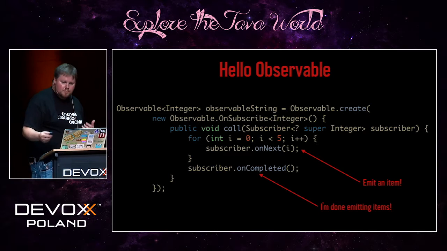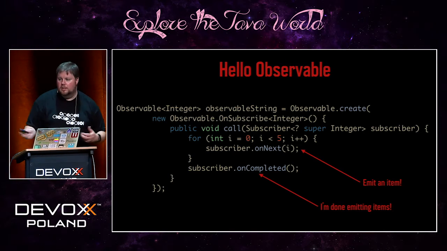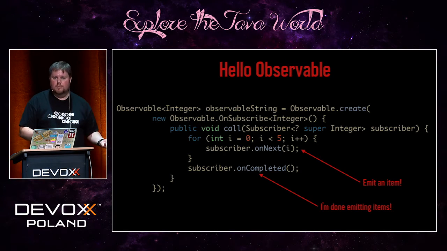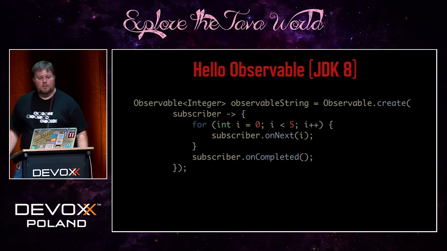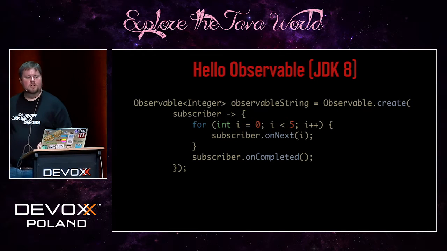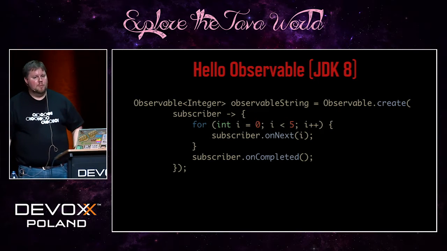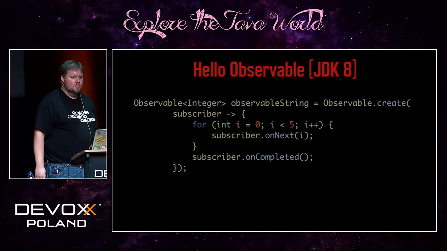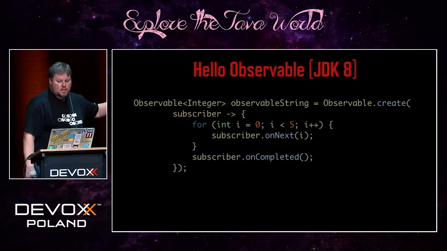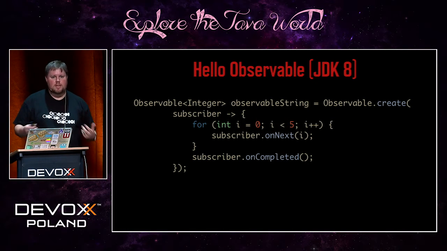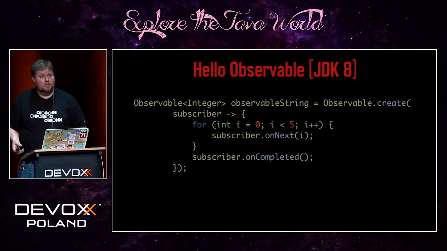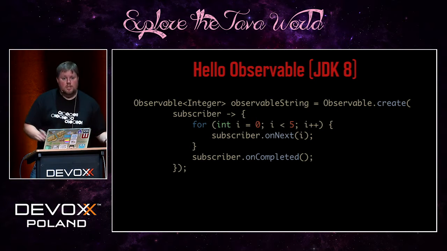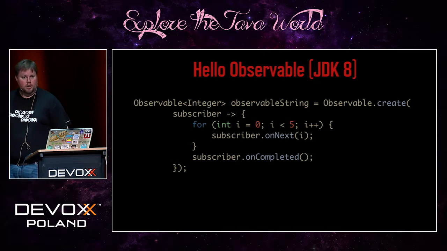Now, this is a little bit wordy in pre-Java 8 terms. When we get to Java 8, it certainly supports the use of Lambdas, so we can clean up the syntax just a little bit. And instead of passing in an anonymous implementation of onSubscribe, we pass in a Lambda that does essentially the same exact stuff. Now, one of the cool things about RxJava is that if you're still stuck on Java 7 or even Java 6, you can make use of this library.